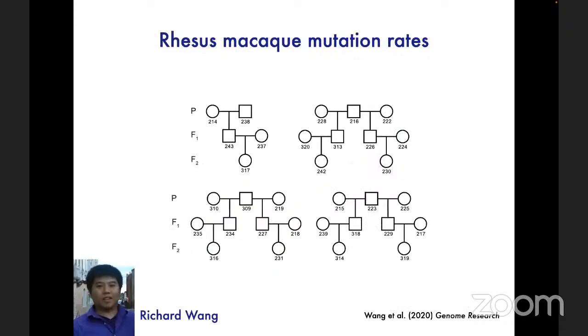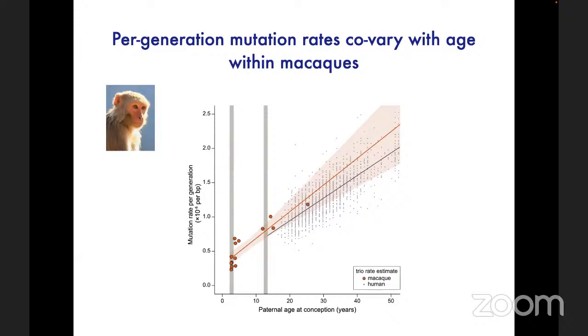We've done this in rhesus macaques, more complicated pedigrees. This is basically what's available, but in these kinds of pedigrees, we can save a little money because this dad gets used twice. So it's just one fewer individual that we have to sequence. And again, now the orange dots are each trio within these larger pedigrees.